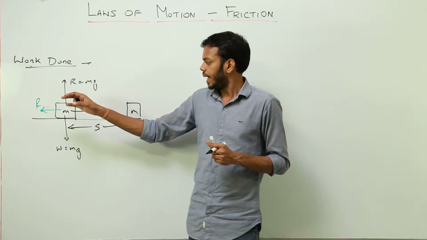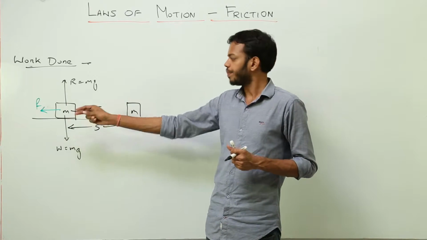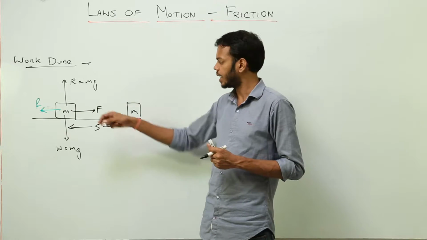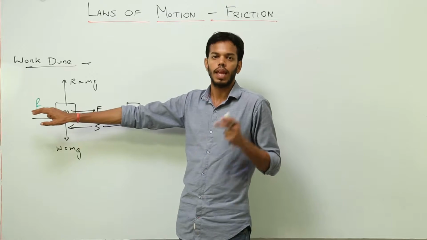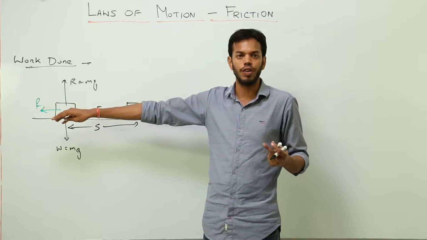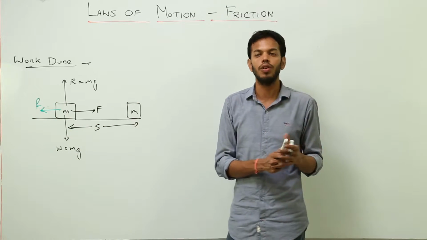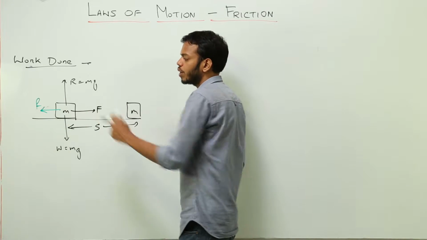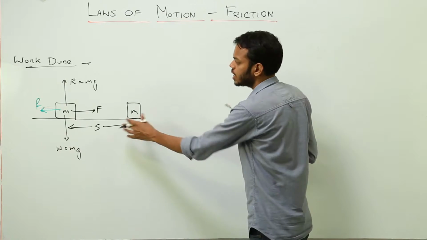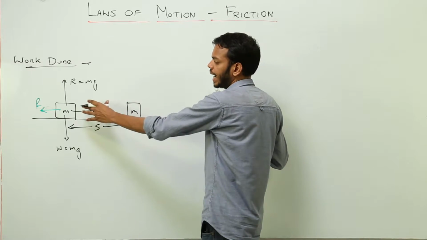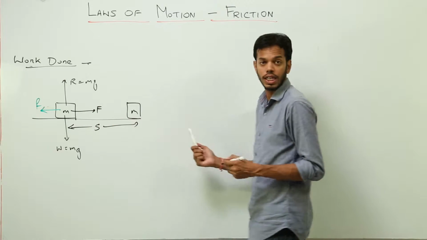Now in order to move this body in this direction, the applied force must be at least equal to the frictional force. It has to be greater than the frictional force, obviously, but the last possible scenario is that this force has to be at least equal to the frictional force, so the body starts moving. So this is the minimum value of force that must be acting on the body so that it will be moving in this direction.